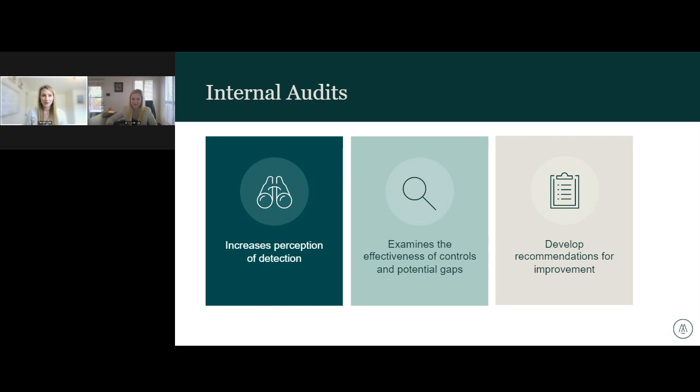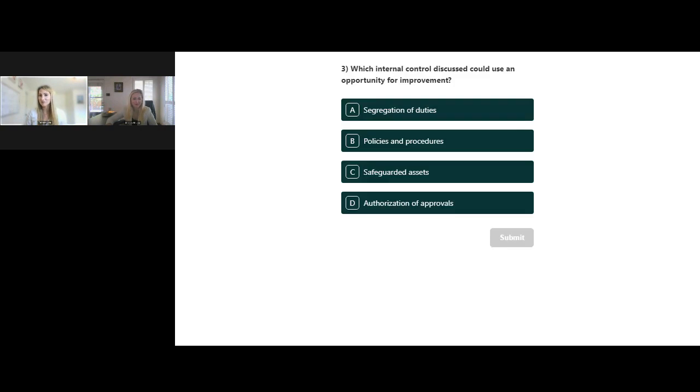I think we've got our third polling question now. Yes, so the third one is, which internal control discussed could use an opportunity for improvement? And your options are segregation of duties, policies and procedures, safeguarded assets, or authorization of approvals.